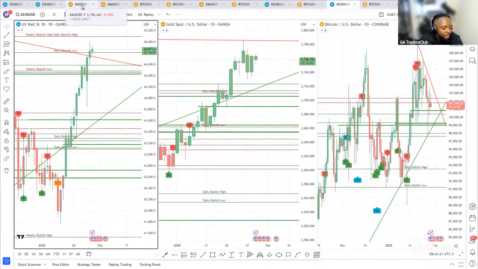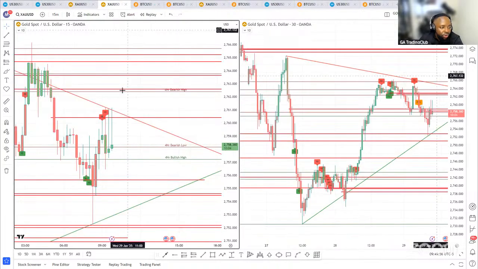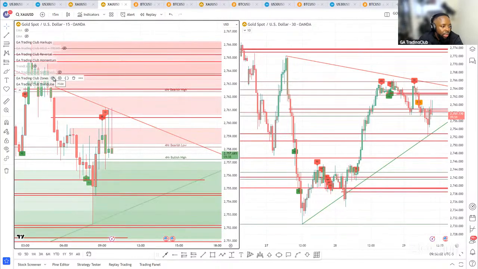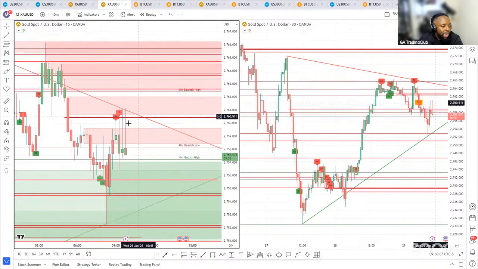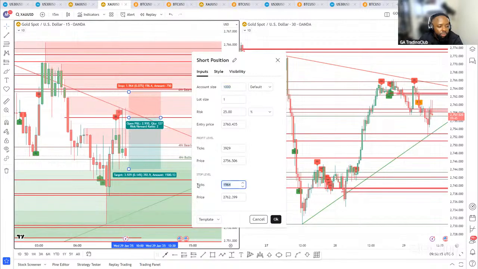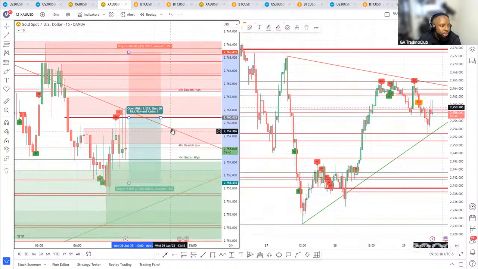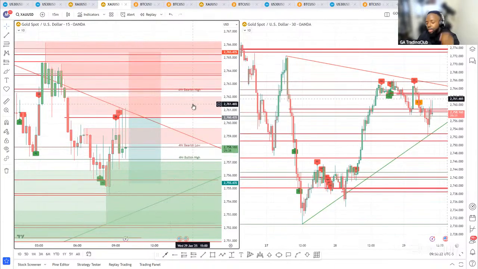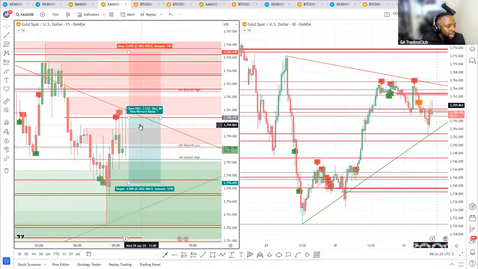So I think maybe the only possible entry on gold might be here. Let's see. If this candle closes as a bearish candle, we'll have a rejection of resistance and we might get this particular trade here, which would be maybe something like this, a $5 stop loss, $5 TP. Only if this candle closes in the next 10 minutes, we'll most likely get a rejection resistance right there.